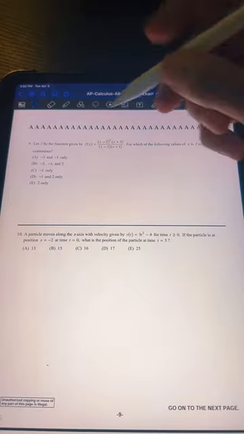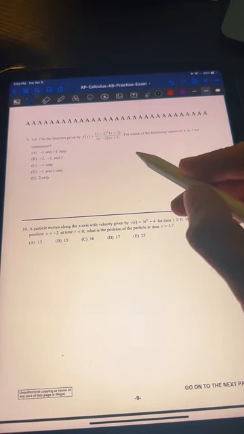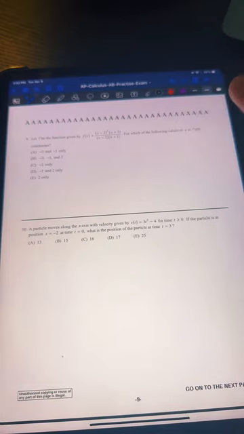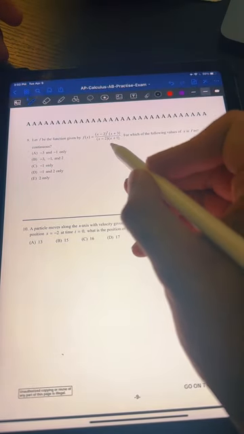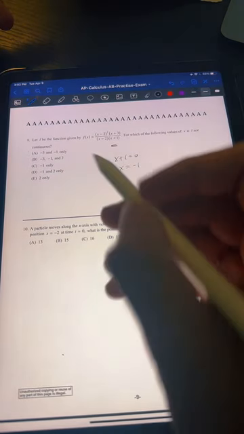All right, let's go to number 9. So we have this particular function. They want to know, for which values of x is f not continuous? Not continuous means the function does not exist at that specific point. So if you look at the bottom here, the function definitely does not exist when x plus 1 is equal to 0. That means that when x is equal to negative 1, the function is not continuous.